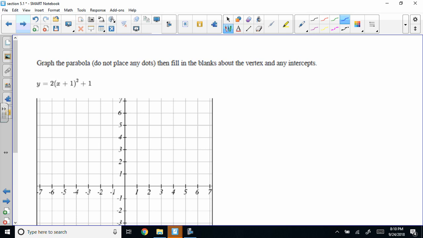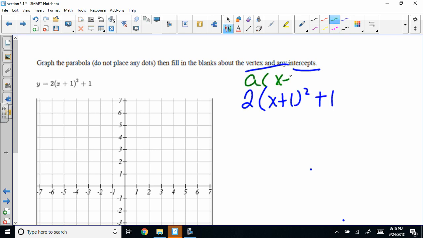So, anyway. Then fill in the blanks about the vertex. Okay, so guys, it's 2x plus 1 squared plus 1. So guys, it's a times x minus h squared plus k, right? So if we're going to graph this, it's h comma what? H comma k. So what's my h? How do I get a positive one? It has to be a what?